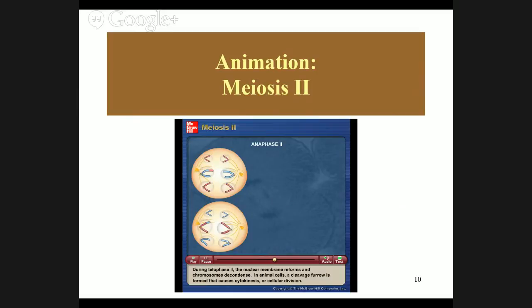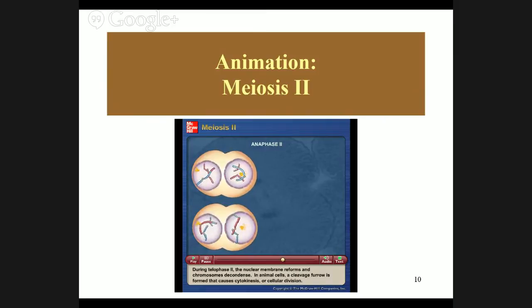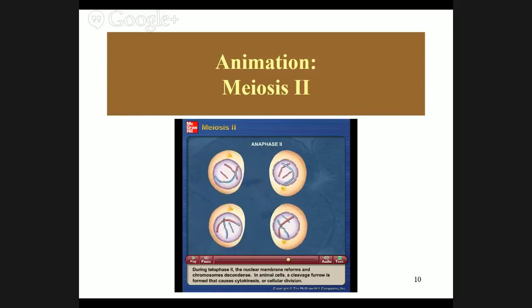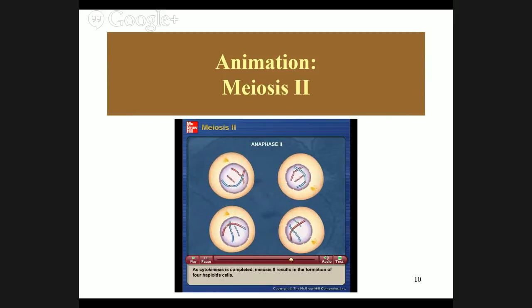During telophase 2, the nuclear membrane reforms and chromosomes decondense. In animal cells, a cleavage furrow is formed that causes cytokinesis or cellular division. As cytokinesis is completed, meiosis 2 results in the formation of 4 haploid cells. Thus, meiosis begins with a diploid mother cell that has replicated its chromosomes and ends with 4 haploid cells containing one set of chromosomes each.